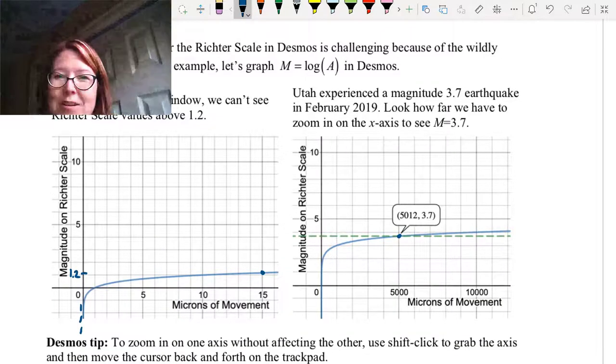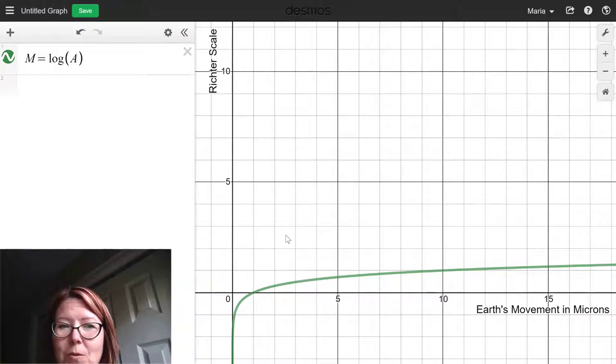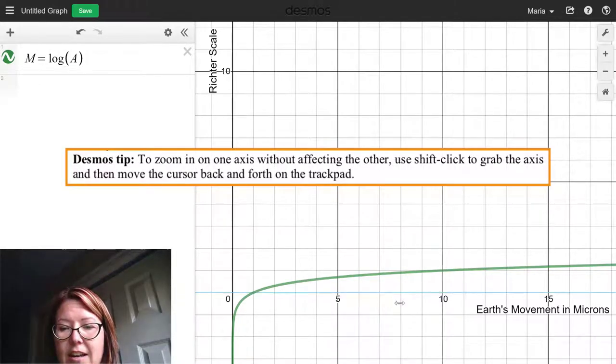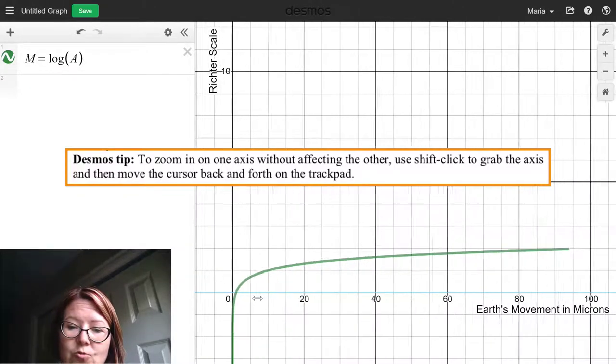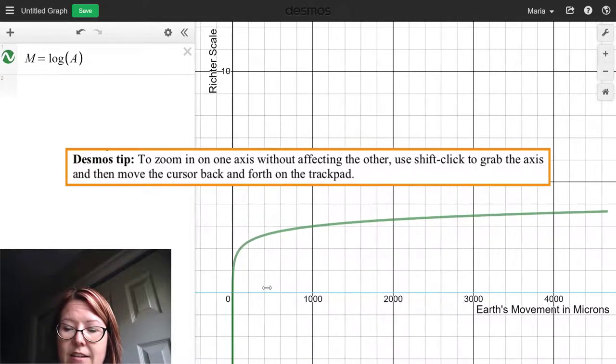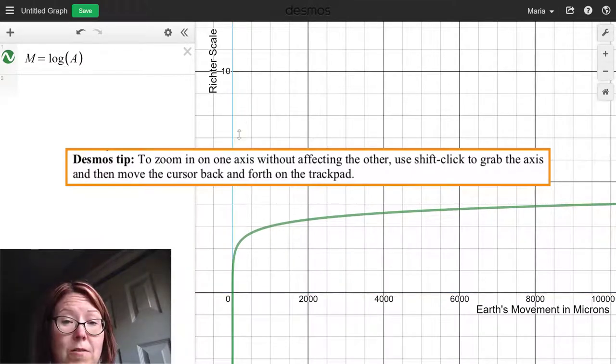Now I have a little tip for you in Desmos to make this a little bit easier. Let's go over to Desmos and I'll show you. I have the magnitude of the earthquake graphed, m equals log of A, and I've got the Richter scale on my y-axis. I'd like to zoom way in on the x-axis without affecting the y-axis at all. And you can do this with a keyboard. You can either do it, of course, in that wrench menu we always talk about, but another way to do it is to press down the shift button and hover over the axis. As soon as you press down shift and you get near that axis, you'll see a left right arrow appear, and then you can click and drag it to change that one axis without affecting the other. So again, we click and drag. There we go. So you can see we can zoom in quite a ways without affecting the y-axis.